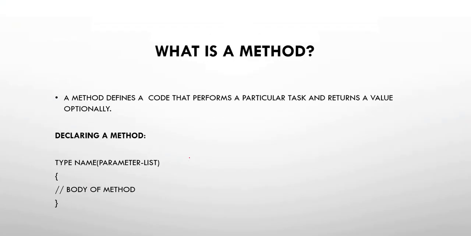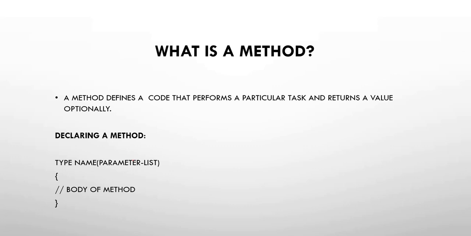And the next one is a method. A method defines a code that performs a particular task and returns a value optionally. So what is a method? A method defines a code that performs a particular task and returns a value optionally. That means it's like a function which has a set of instructions. Whenever it is invoked, it performs those. It can return a value or might not return a value.